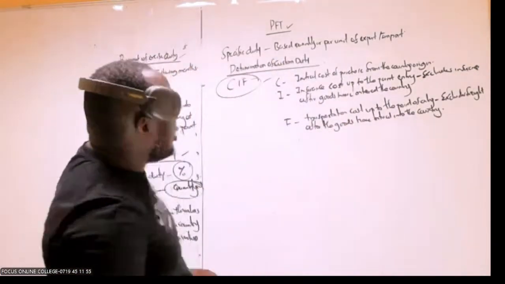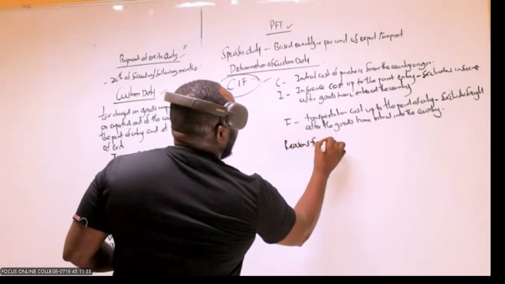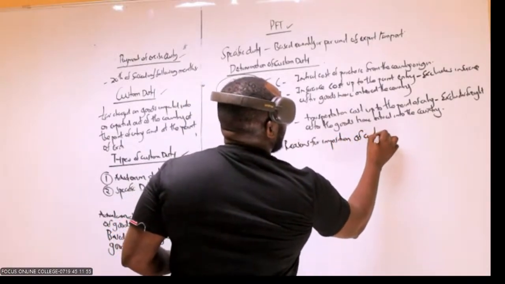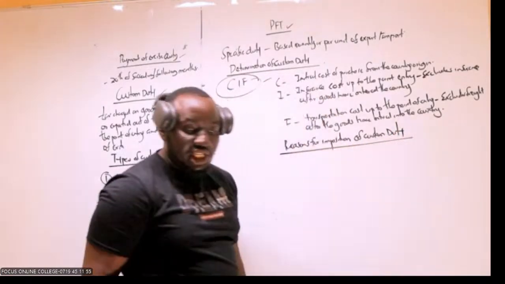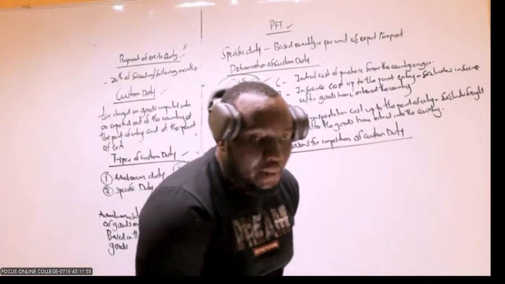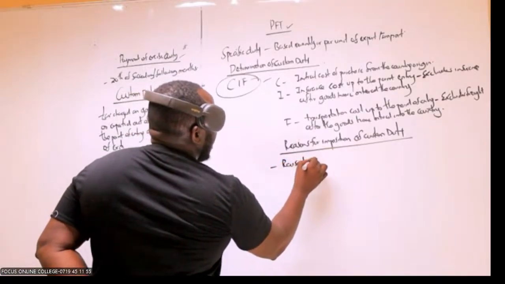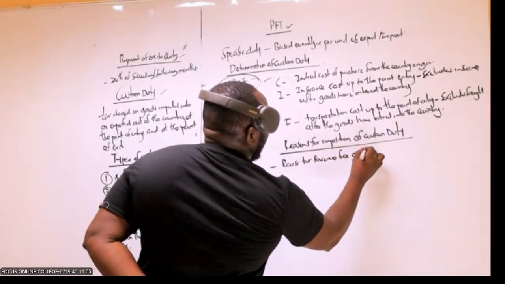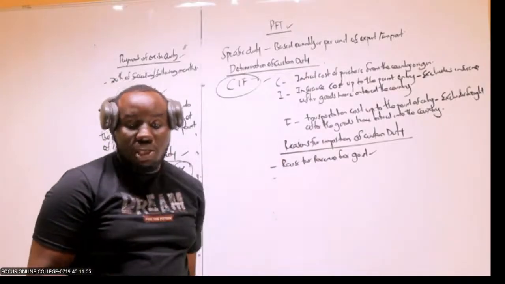So reasons for imposition of custom duty. Why do we charge import duty? Why do we charge custom duty? So one of the first reasons, because it's tax: to raise tax revenue for the government. The first reason is to raise tax revenue for the government.